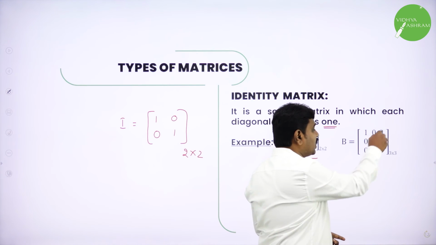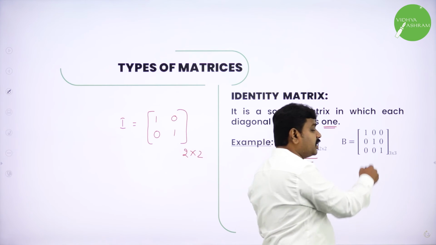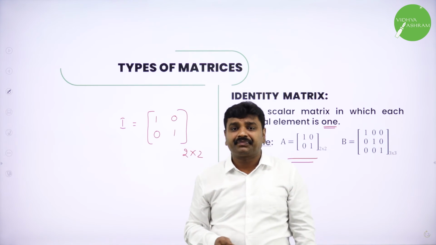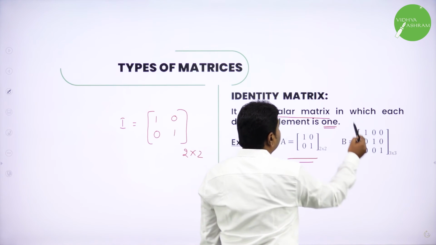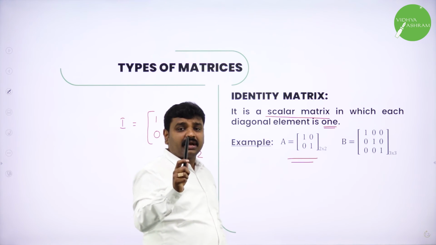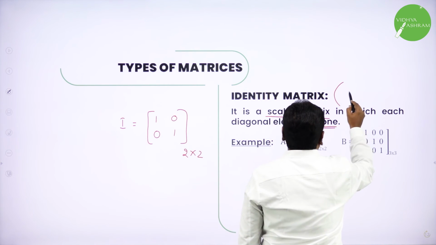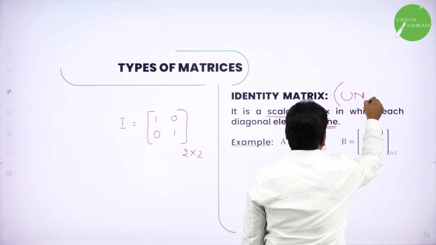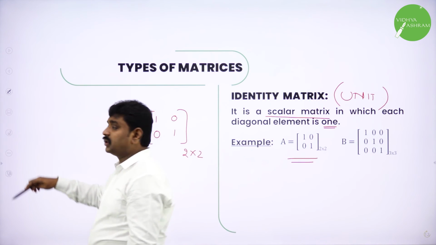Here also you can see it is scalar because the diagonal elements are the same, and the speciality is that each diagonal element is 1. So what is an identity matrix? An identity matrix is a scalar matrix in which each diagonal element is equal to 1. Another name for the identity matrix is unit matrix.